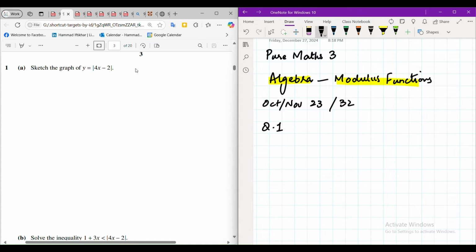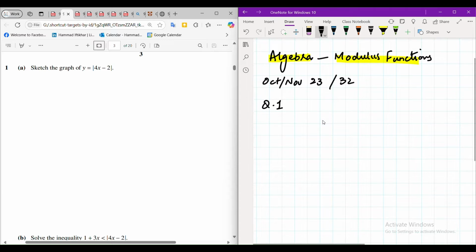Now we know that this is going to be a V graph, but how and where the vertex comes, where it touches the x-axis, if it touches the x-axis, how to figure out that. We know it's going to turn direction where it crosses the x-axis, so all we have to do is figure out where 4x minus 2 goes less than 0. When we solve this, this becomes 2 and x is 1 over 2. That means for x less than 1 over 2, it will be the opposite function.